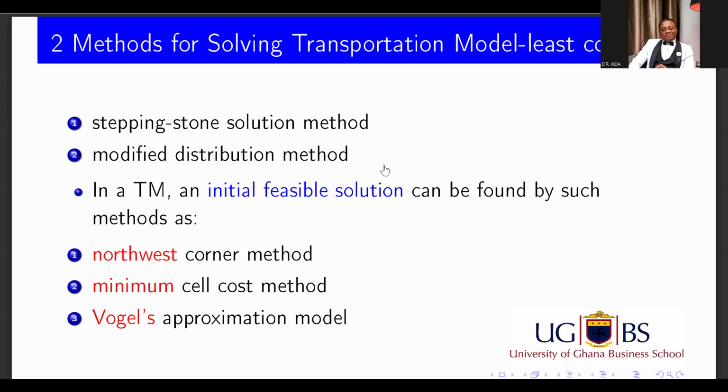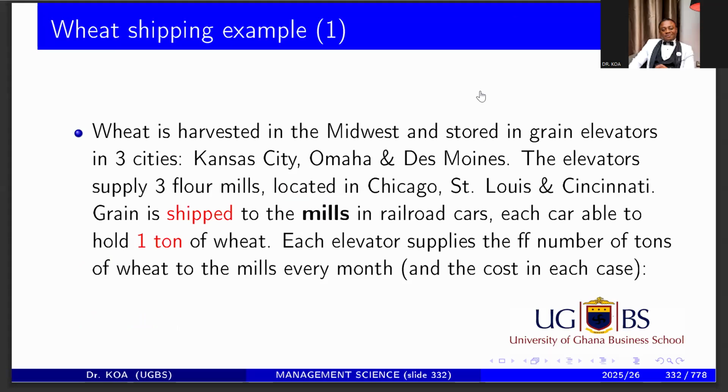Okay, first, let's try to understand an example of a transportation model. Wheat is harvested in the Midwest and stored in grain elevators in 3 cities. The cities are Kansas City, Omaha, and Des Moines. So remember, the wheat is harvested in the Midwest and stored in the grain elevators. The elevators are the ones holding this wheat.